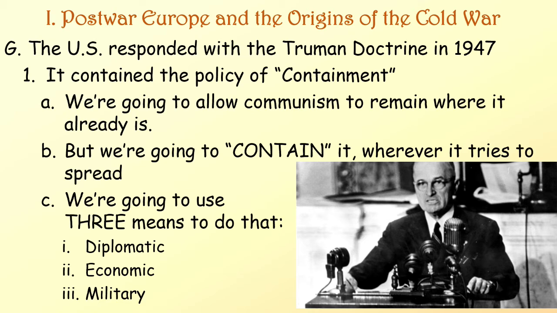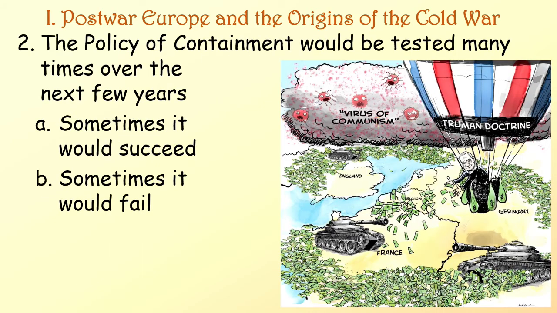The U.S. responded with the Truman Doctrine in 1947, and it contained the policy of containment. We're going to allow communism to remain where it already is, but we're going to contain it wherever it tries to spread. We're going to use 3 means to do that: diplomatic, economic, and military. The policy of containment would be tested many times over the next few years. Sometimes it would succeed, sometimes it would fail.